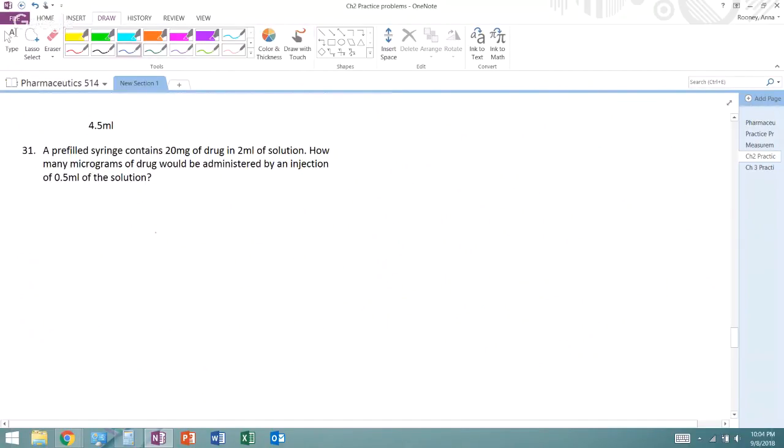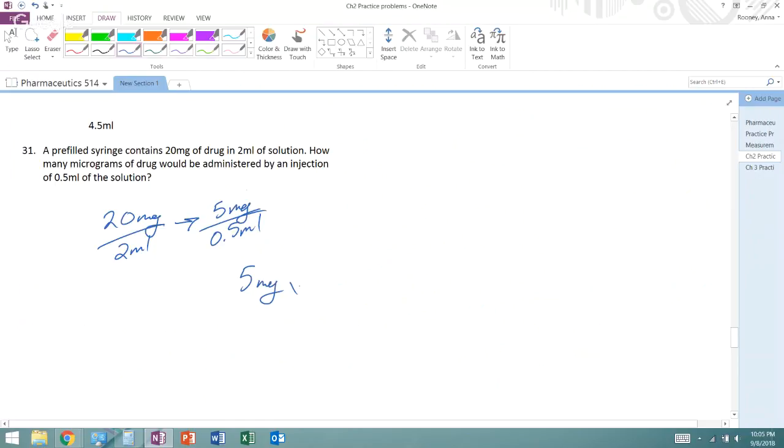All right, a prefilled syringe contains 20 milligrams of drug in 2 milliliters of solution. How many micrograms of drug would be administered by an injection that was half of a milliliter? Okay, so this is a ratio of 10, so it would be 5 milligrams per half a milliliter. Okay, well then that just means that we have to convert the top to micrograms.